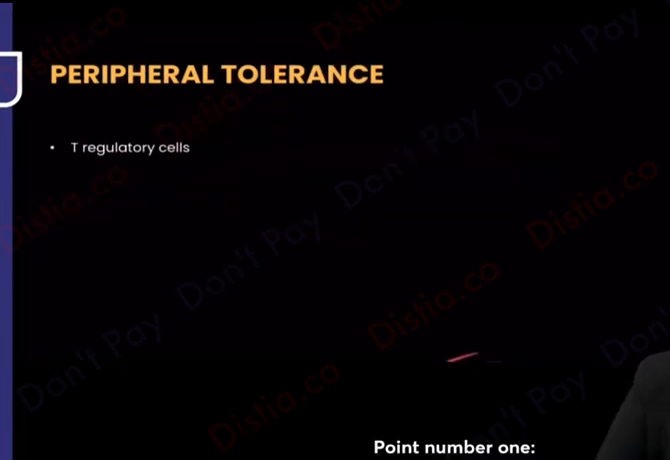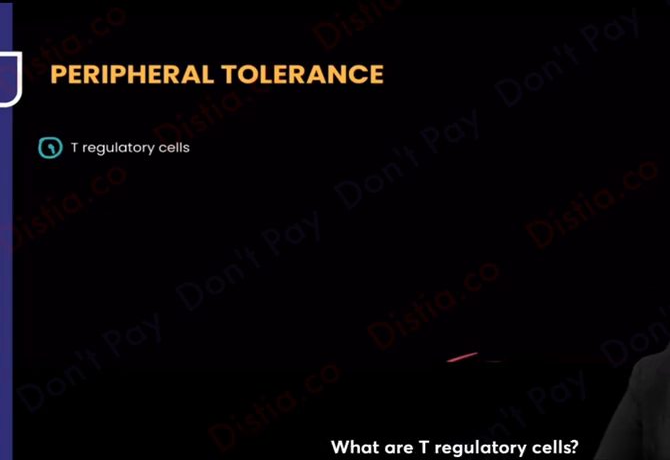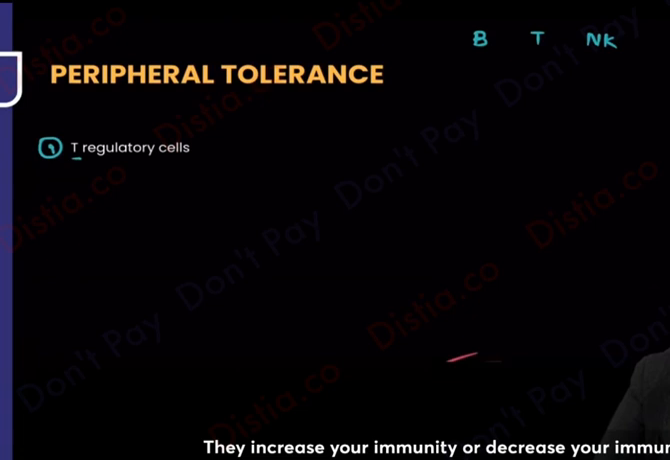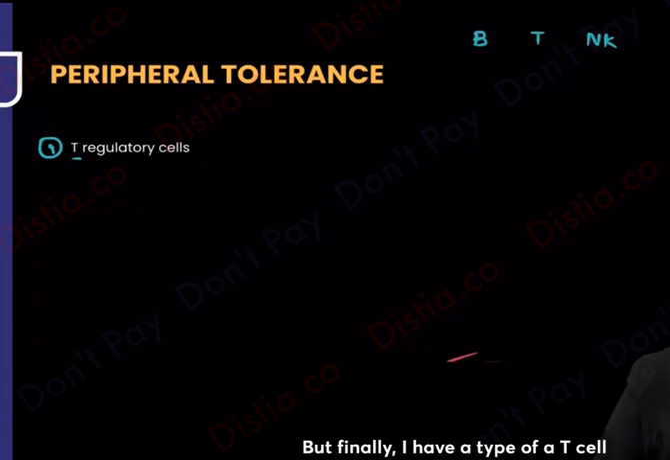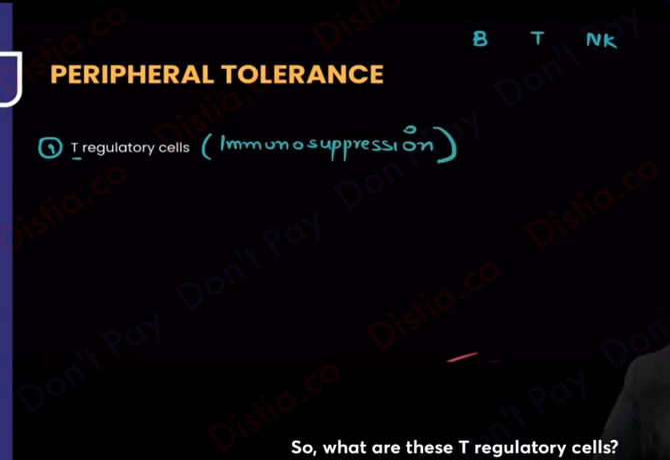Point number one, we've got a set of cells called T regulatory cells. What are T regulatory cells? Whenever I say any B cells or T cells or NK cells, any kind of cells, do they increase your immunity or decrease your immunity? Obviously, we are talking about immunology chapter. They are all going to increase my immunity. But finally, I have a type of a T cell which is going to decrease my immunity. It is immunosuppressive action. It causes suppression.